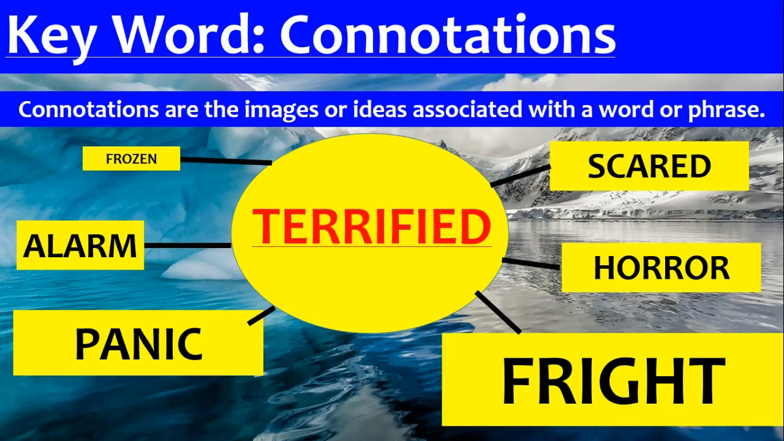So the writer has used these words to tell the reader that Ben Fogle was frozen, he was scared, he was alarmed, there was horror, panic, fright. All these images or ideas are automatically put into the reader's head through just that choice of verb.